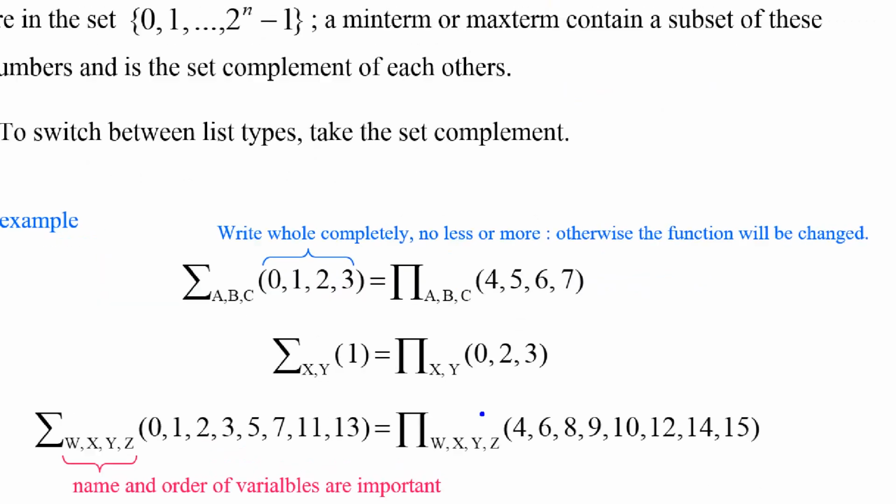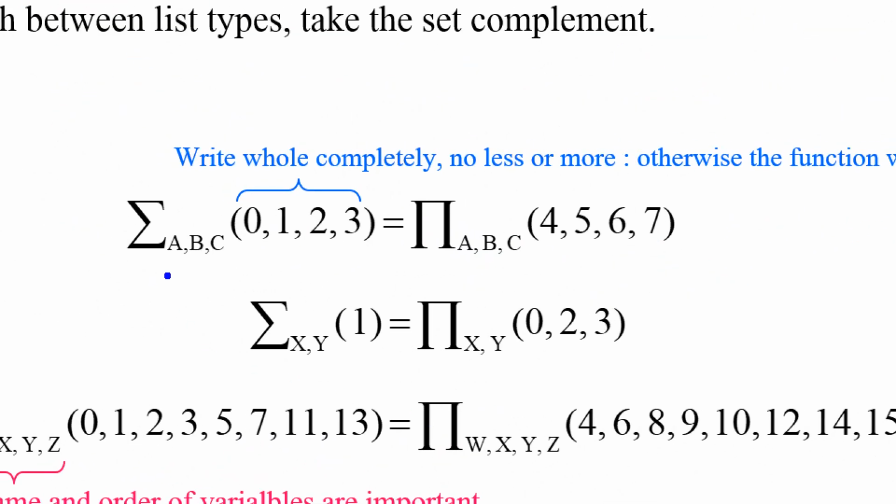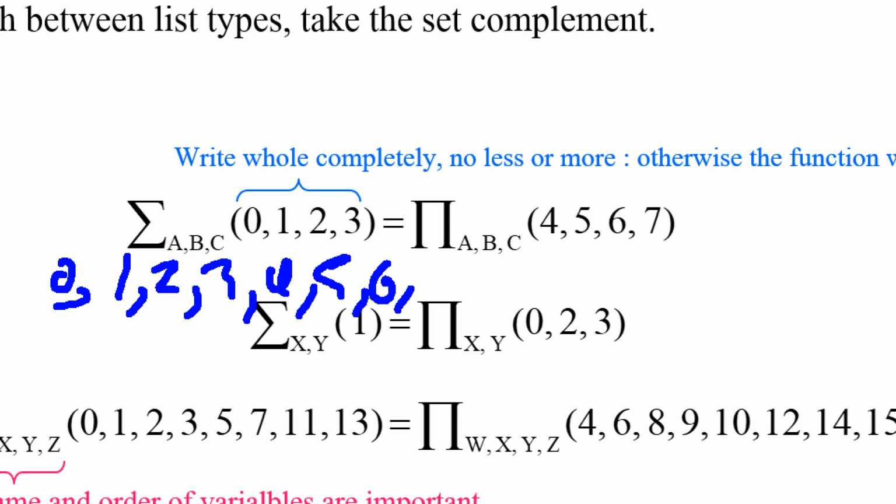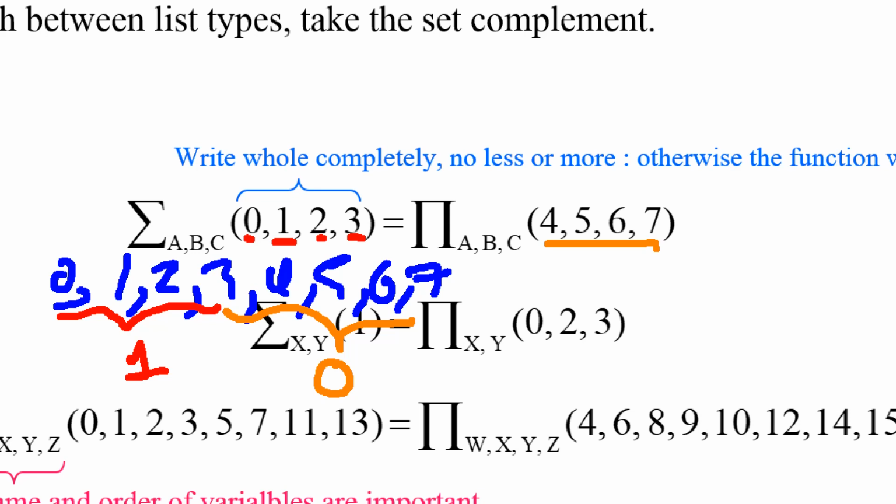For this example, there are 3 variables, right? That means all possible values are 0, 1, 2, 3, 4, 5, 6, and 7, right? But the function is 1 when the input value is 0, 1, 2, 3, right? This makes the function 1. That means the left input values will make the function 0. So 4, 5, 6, 7.